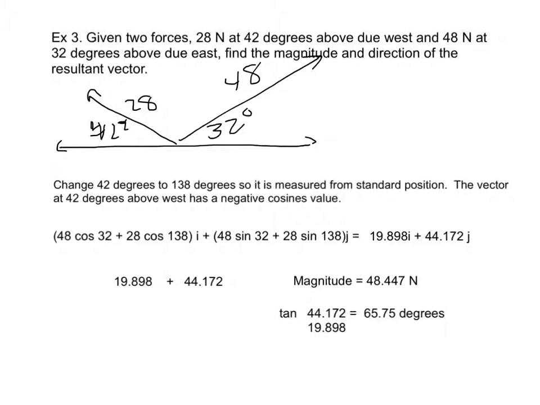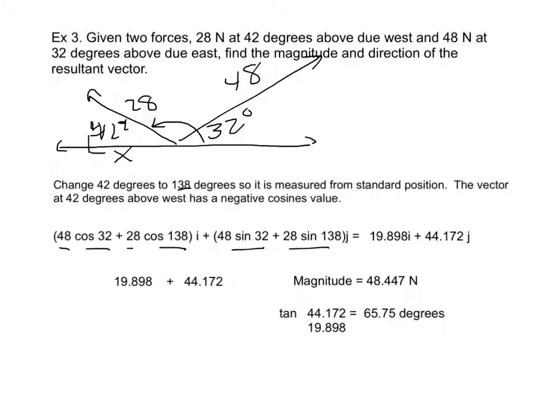The first thing I want to do is change 42 degrees to 138, so it's measured from standard position. So I'm going to go from here to here. I need to do that because if I take the components of the vector with the 28 newton force, this x value is negative, and the cosine of 138 is also negative. Then I plug it into my formula, 48 times the cosine of its angle, 28 times the cosine of our new angle. That'll give me the i component. 48 times the sine of 32, 28 times the sine of 138, gives me the j component.